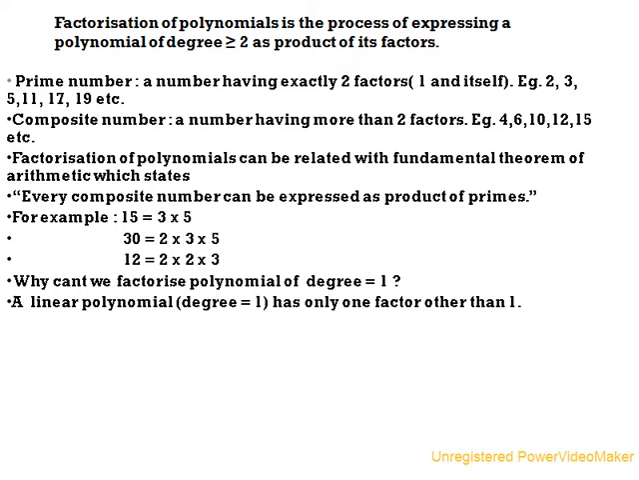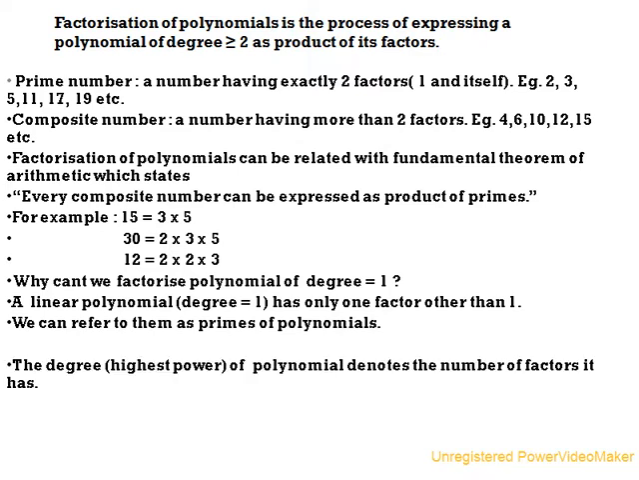And from our definition of factorization of polynomials, we can see that it says polynomial of degree greater than or equal to 2. So why can't we factorize a polynomial of degree equal to 1? It is because a linear polynomial, which is of degree 1, has only one factor other than 1. So in other words, we can refer to them as primes of polynomials. The only two factors of a linear polynomial are the linear polynomial itself and 1. So we cannot factorize them.